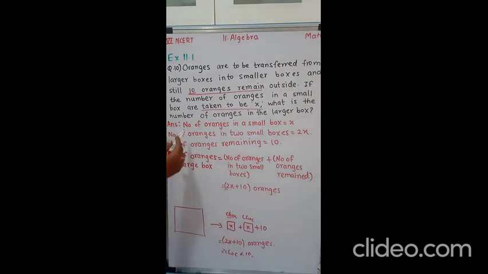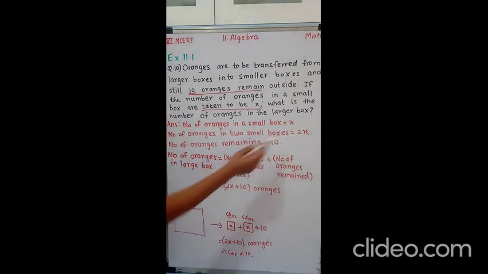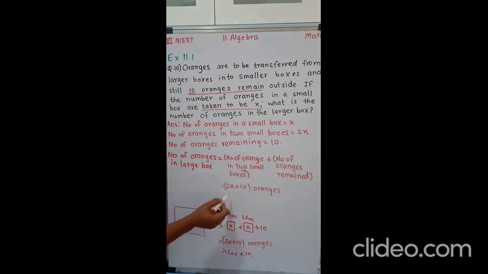Let's solve. So the number of oranges in a small box equals x. The number of oranges in the two small boxes is equal to what? 2x, and the number of oranges remaining equals 10. So the number of oranges in the large box is equal to the number of oranges in the two small boxes plus the number of oranges remaining. So that is x plus x, that is 2x plus 10 oranges. So the answer is what? 2x plus 10 oranges.